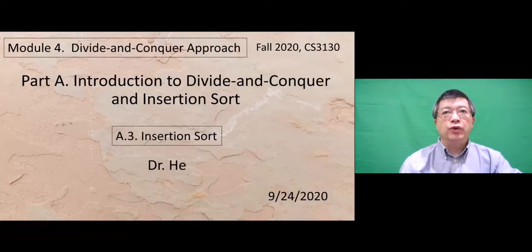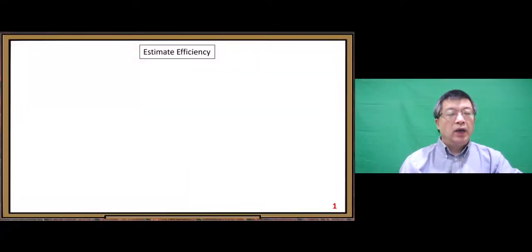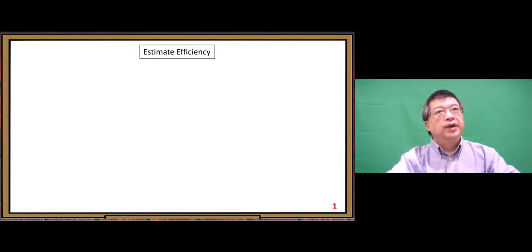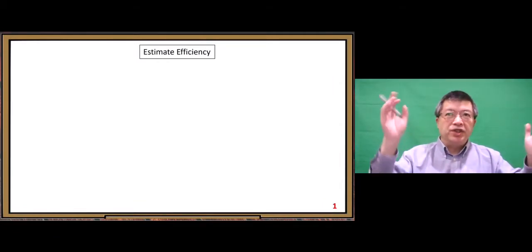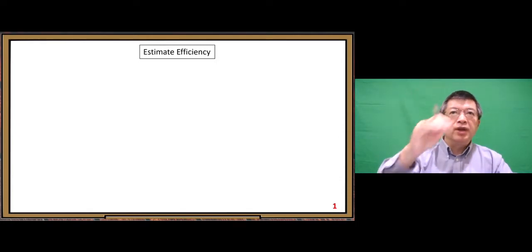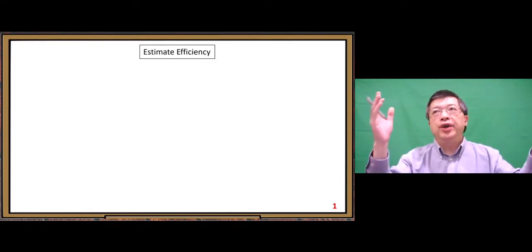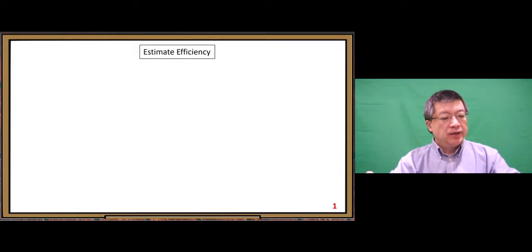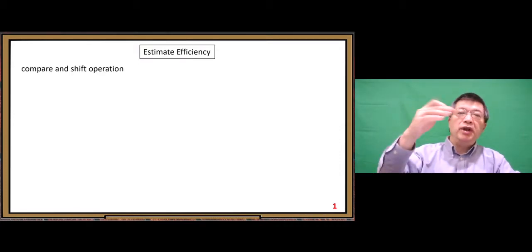8.3 insertion sort. After we complete the insertion operation, we're almost there. We just apply this insertion operation n-1 times, and we get the whole array sorted. So let us just do the analysis.